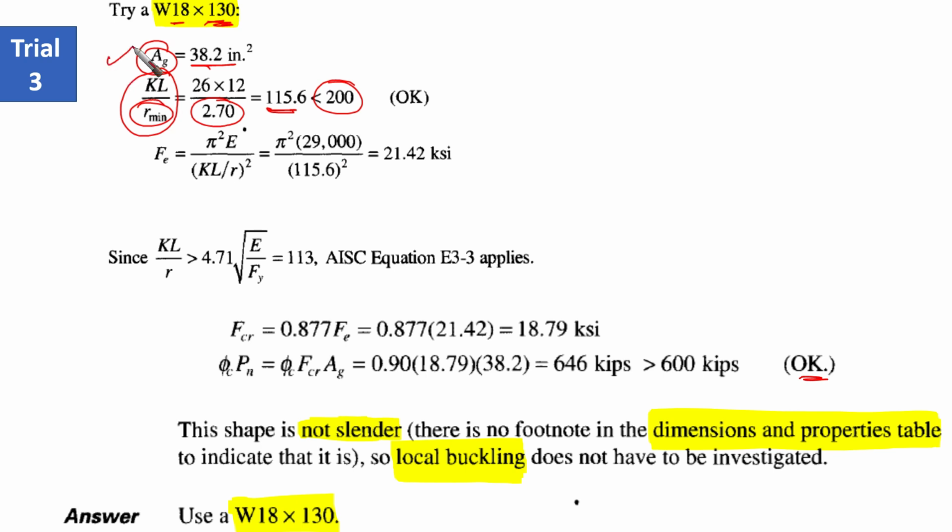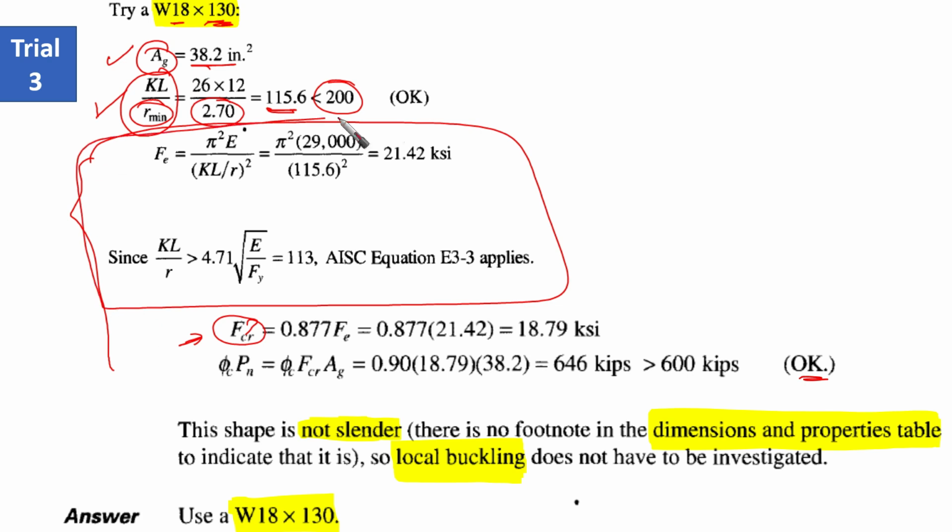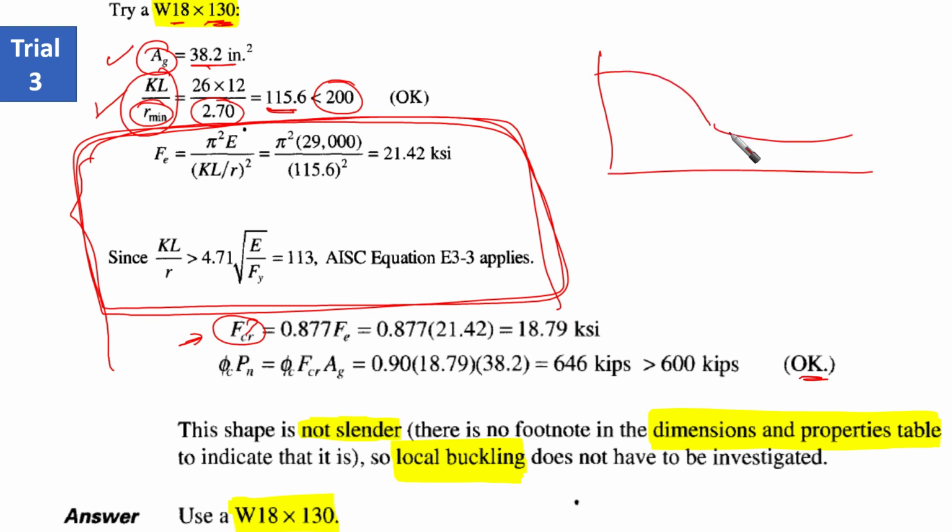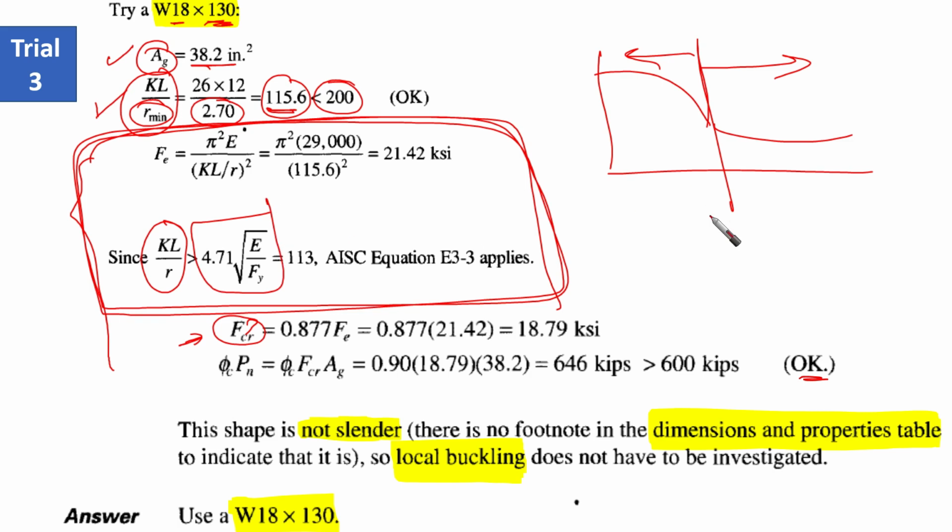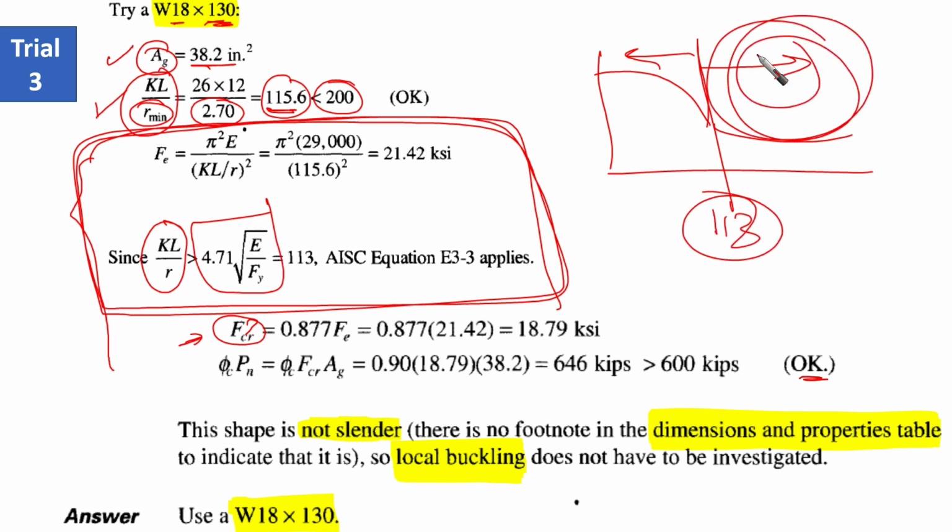Then after area gross, after the slenderness ratio, we need to calculate the FCR. This is our third step. So these two here are related to the calculation of the FCR, to see where we are, in the elastic or inelastic buckling. So our KL over R is 115, and our limit here, as we said before, is 113. This means that still we are in the elastic buckling zone.